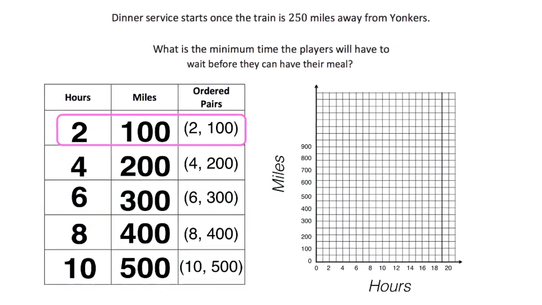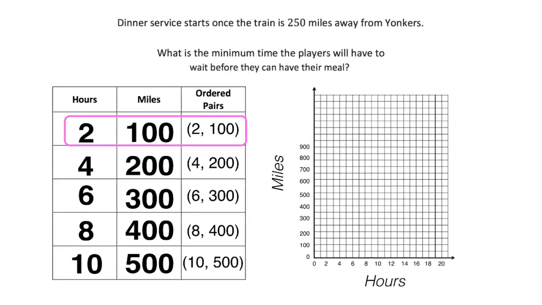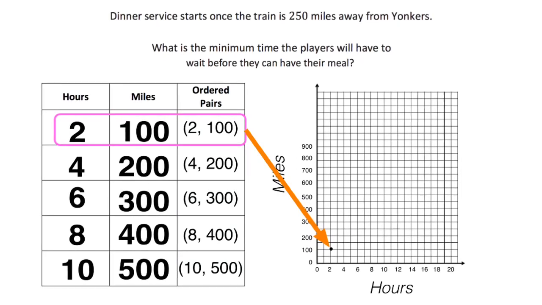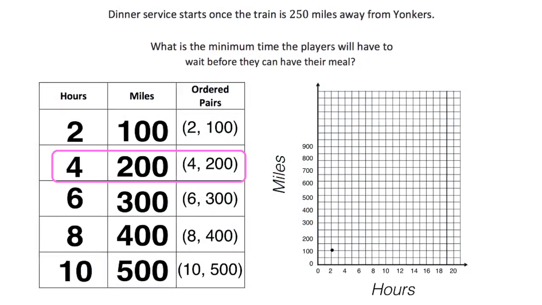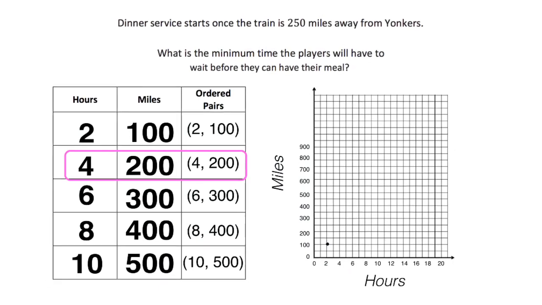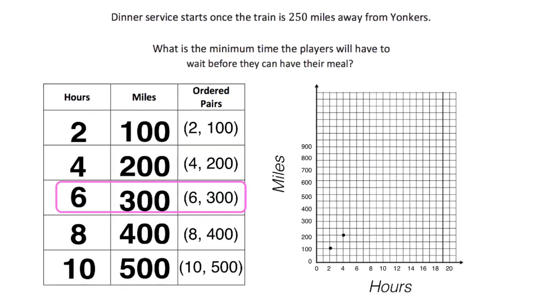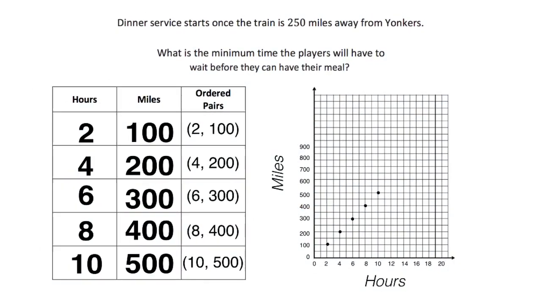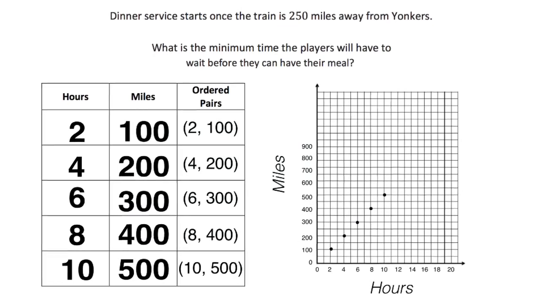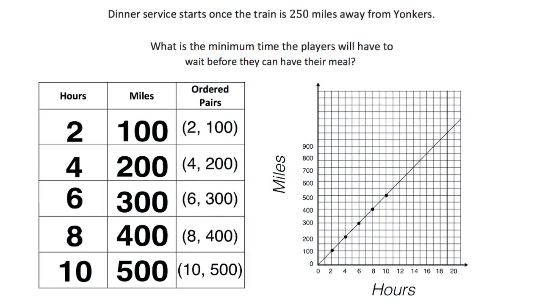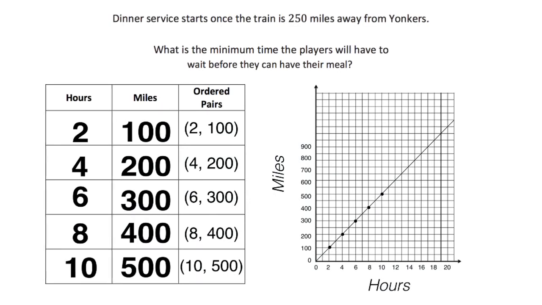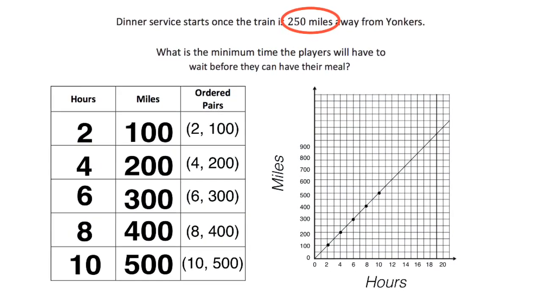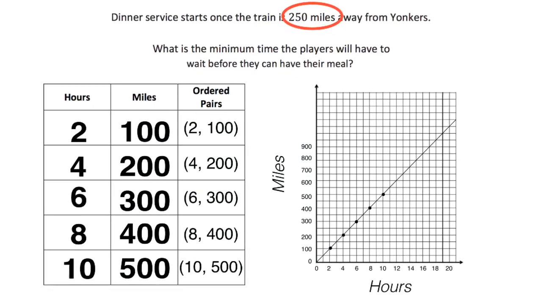Let's use our first set of data. 2 hours and 100 miles. So to plot this point, I go to 2 hours and I go up until I hit 100 miles and I put my point. And I'll do the same for 4 hours and 200 miles. And I'll do the same for 6 hours and 300 miles, going from 6 hours up to 300 miles. And I just keep repeating this until I've plotted all 5 coordinate points. Now, if my coordinate points are in a straight line, and they are in this case, then we should draw a line through them.